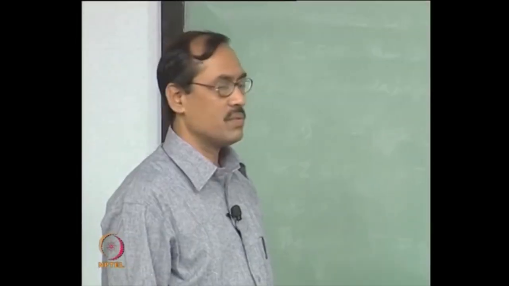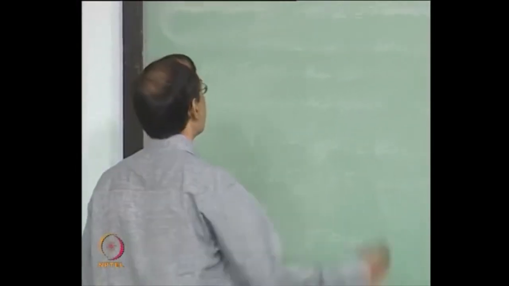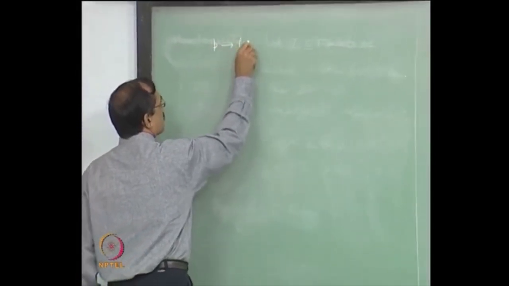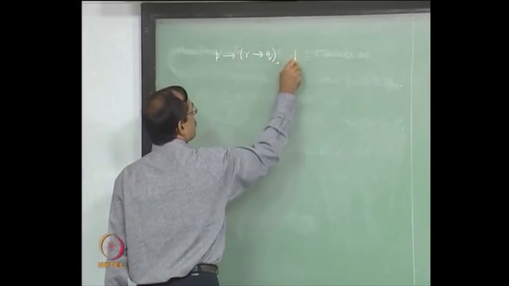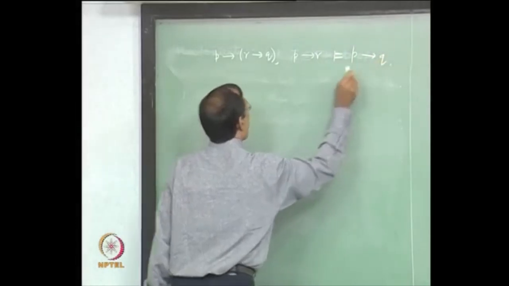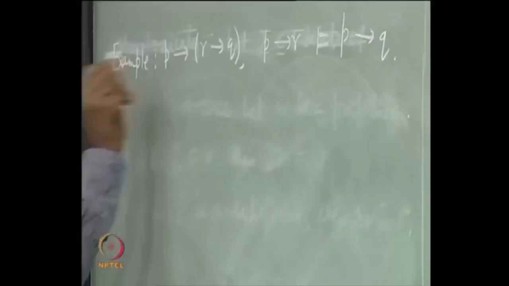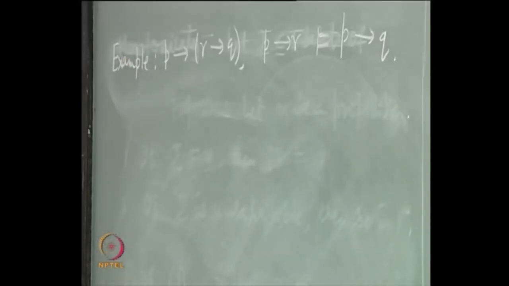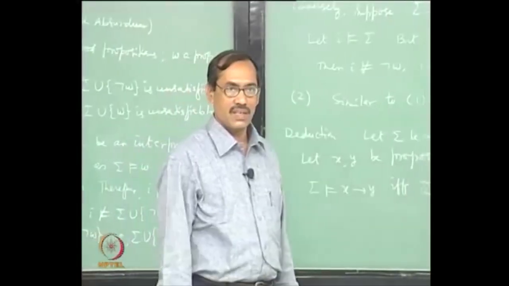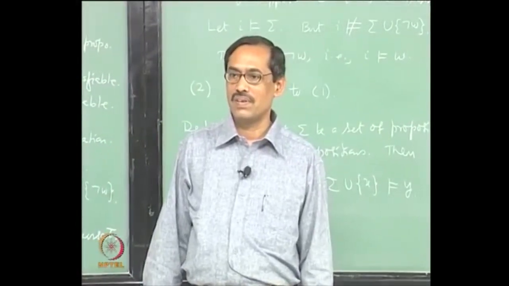Right, now let us start using this. Suppose we revisit the example we did in the last class. We want to show P implies R implies Q, and P implies R entails P implies Q. Let us say this example. Now to show this, you can always use the truth table that we have done yesterday. Okay? Now let us see deduction theorem, how is it useful.